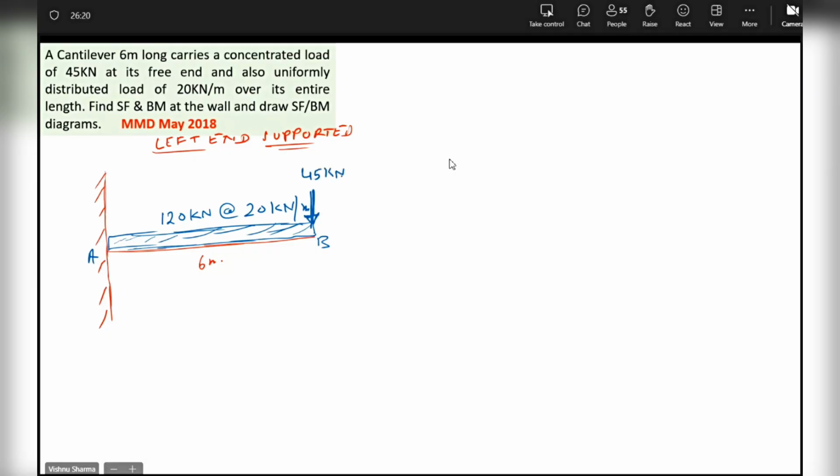Guys, is the diagram clear to everybody, or is there any confusion about the diagram? Tell me first. Is the diagram clear? Yes, sir. Okay. How much will be the total reaction, beta? First tell me what will be the total reaction. It will be 120 plus 45, 165. So the reaction at A will be 165 and it will act in the upward direction. Am I right, guys? Correct, beta?